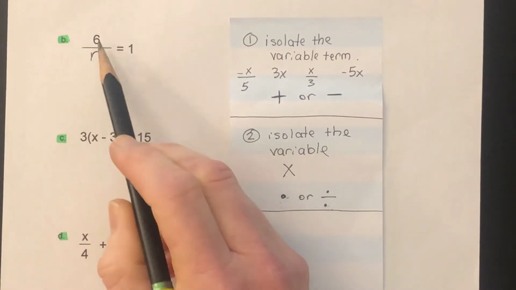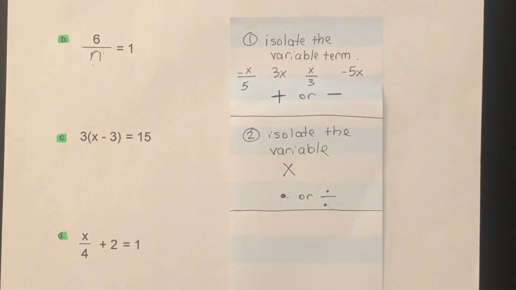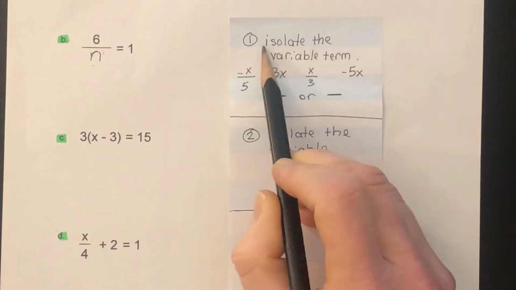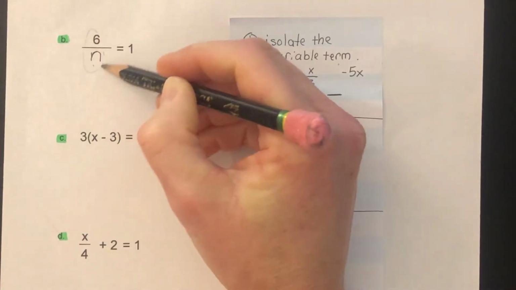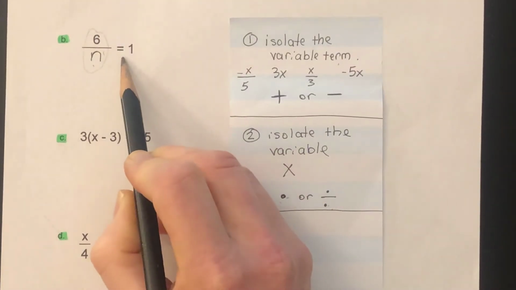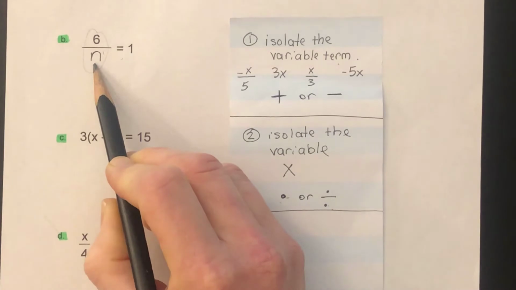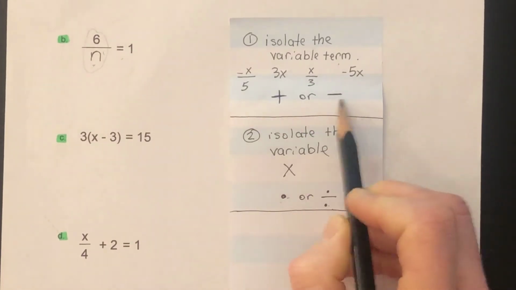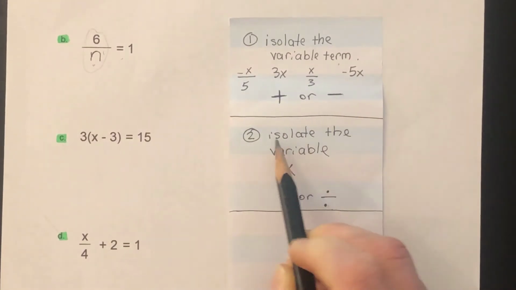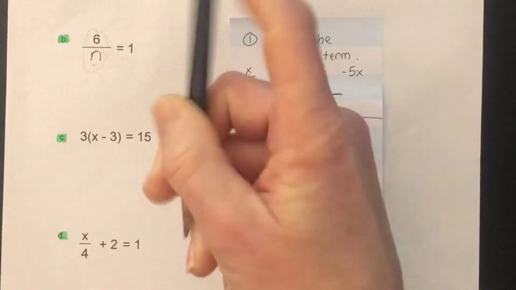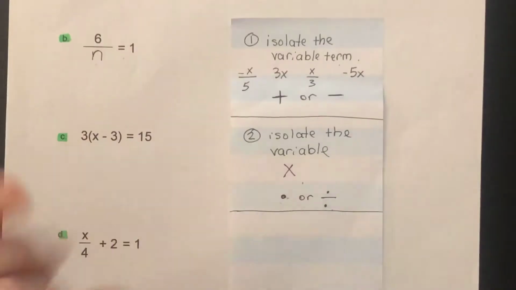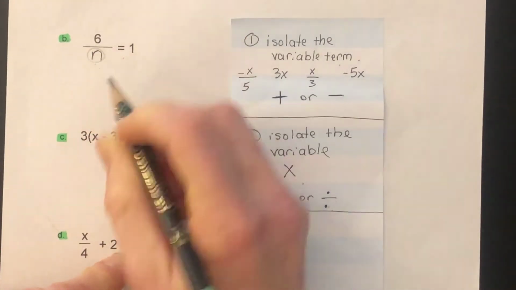B, we have 6 divided by n equals 1. The first thing we have to do is isolate the variable term. Here's our variable term. Here's our equal sign. It's already isolated, so we don't have to add or subtract anything. The second thing we need to do is isolate the variable, just the variable. So what we need now is this all by itself.